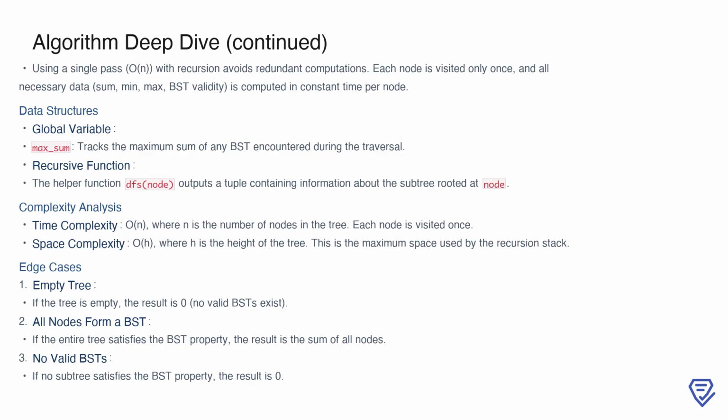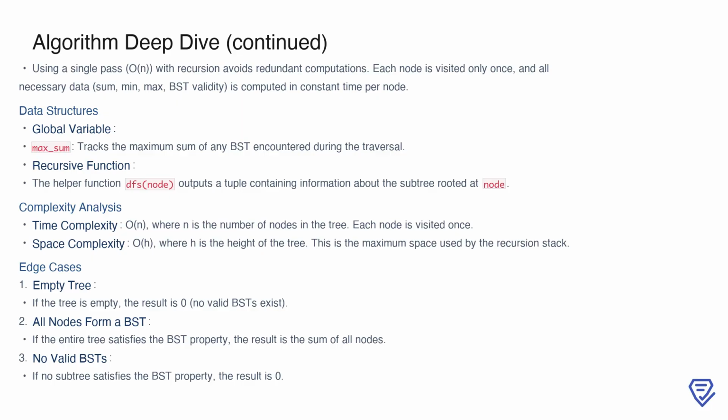This bottom-up strategy is what allows us to verify the BST property efficiently. By propagating the minimum and maximum values of the left and right subtrees, we can avoid redundant computations and verify the BST property in constant time for each node. The algorithm is optimized for a single pass through the tree, making the time complexity O(n), where n is the number of nodes in the tree. Each node is visited exactly once, and all the necessary computations, such as checking the BST property and calculating the subtree sum, take constant time per node.